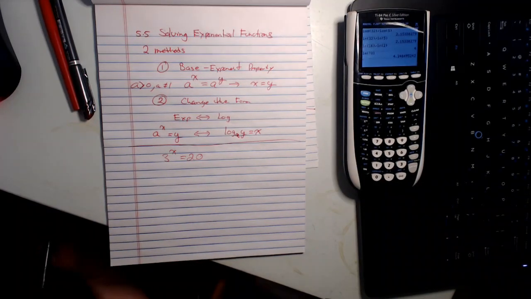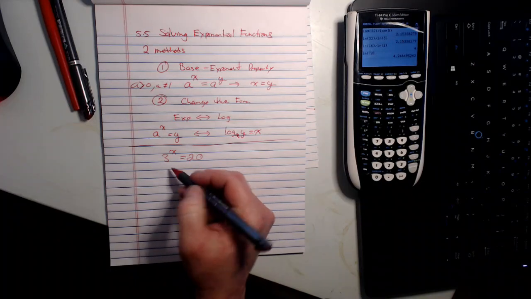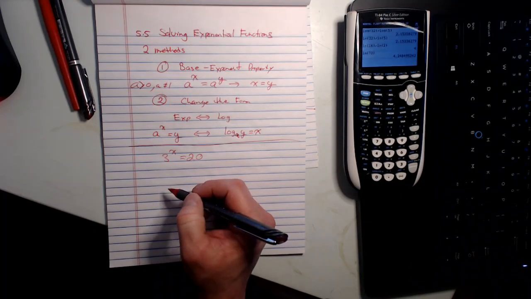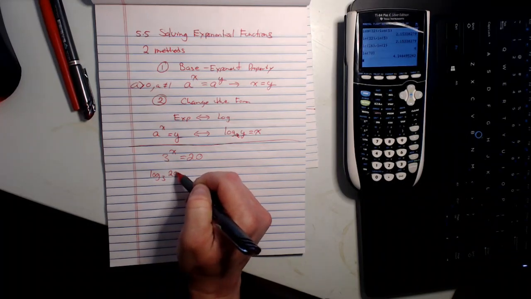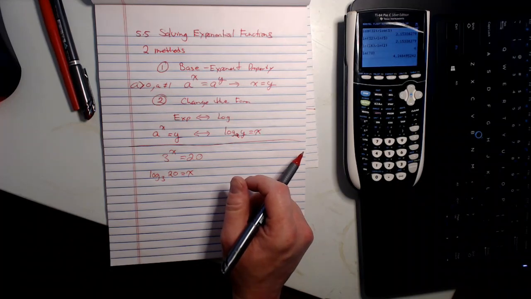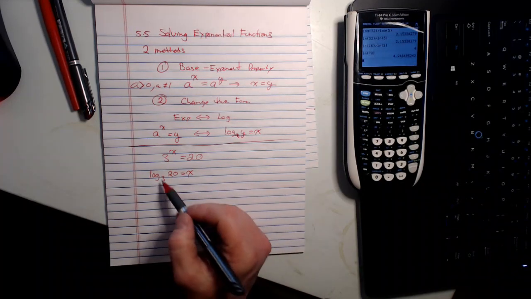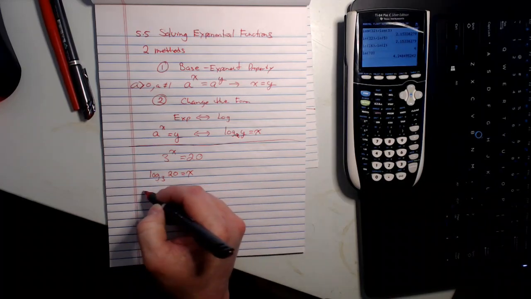Now let's say we have 3 to the x is equal to 20. Here I'm just going to change the form. So this is going to be log base 3 of 20 is equal to x. So I've effectively solved it for a single variable. Now I'd actually like to know what this is. So we can use our change of base formula.